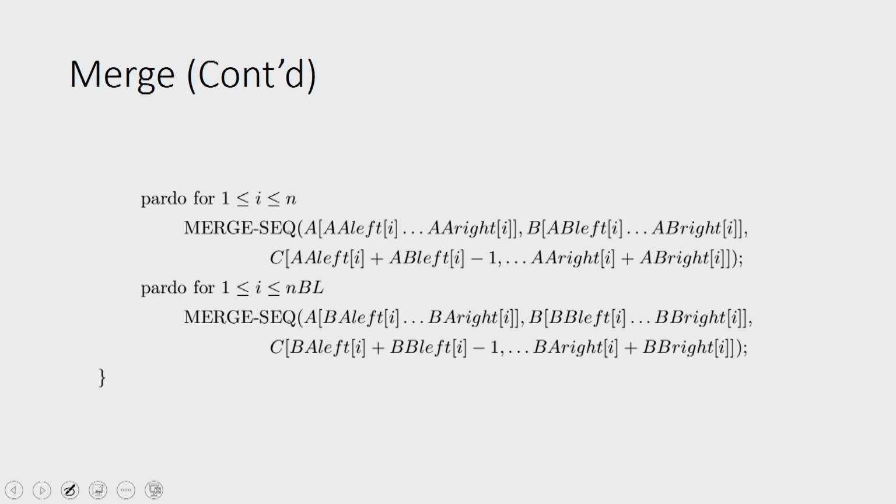That is, we merge the elements that fall between AA left of I and AA right of I on the A side, and AB left of I and AB right of I on the B side, and put those elements in their appropriate places within C, which will be AA left of I plus AB left of I minus 1 to AA right of I plus AB right of I. That is where these elements should go. So from the AA left, AA right, AB left, AB right values, we can calculate the exact places where the elements should go within the array C. Similarly, we do this for every single element of B as well. So, combining all of them, what we find is that the algorithm runs in order of log n time.